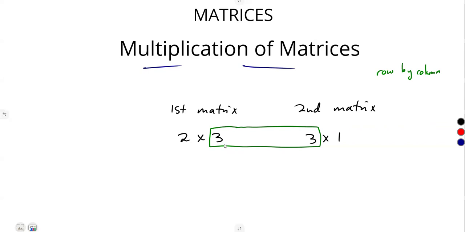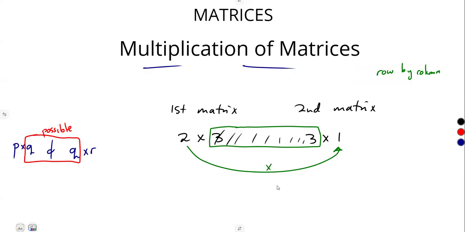So if the column of the first matrix is the same as the number of rows of the second matrix, multiplication is possible. If a P by Q matrix and a Q by R matrix are being multiplied together, these two, Q and Q, are supposed to be the same. This just tells us that multiplication is possible. What remains, the 2 and the 1, will give us the order of the final matrix. Our final answer is going to be a 2 by 1 matrix.